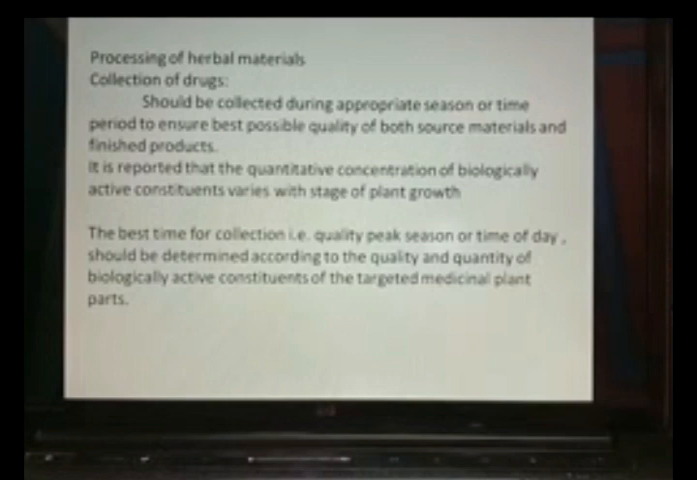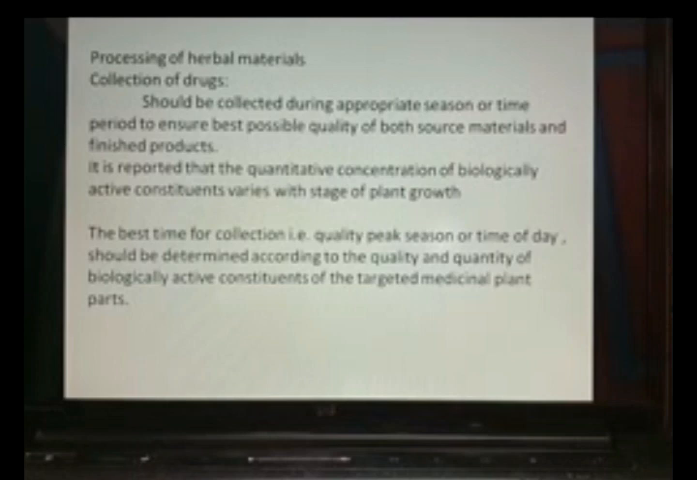First step includes the collection of crude drugs from the field. The collection of crude drugs from the field has to be done with the help of specialized workers. They are trained workers, and the collection again depends upon various aspects such as the seasonal time or the time period to ensure the best possible quality of both the crude drug as well as the finished formulations.